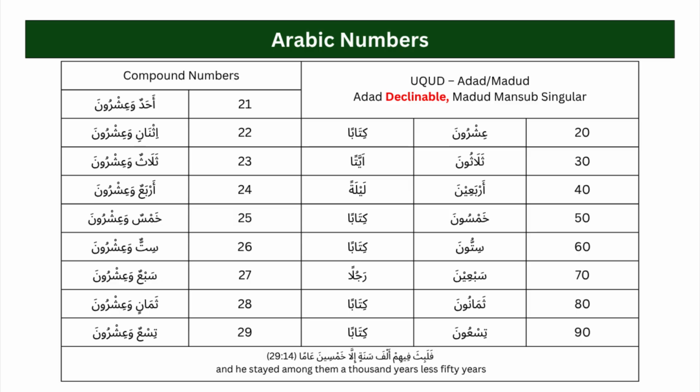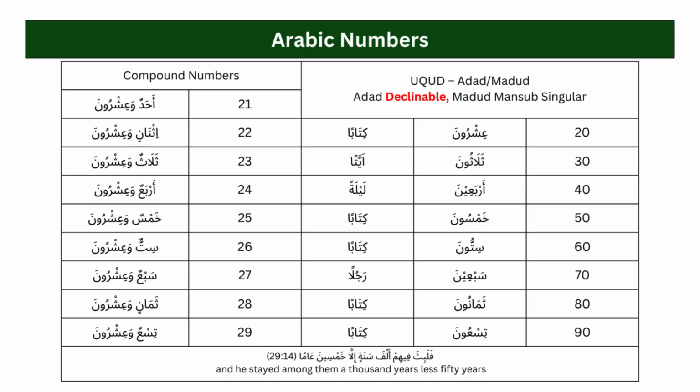Adad declinable, madud mansub singular. This is the main rule students must remember here. That means the number itself declines, but the madud remains singular and mansub. So this is similar to the wider rule we learned for 11 to 99. The counted noun is generally singular mansub.